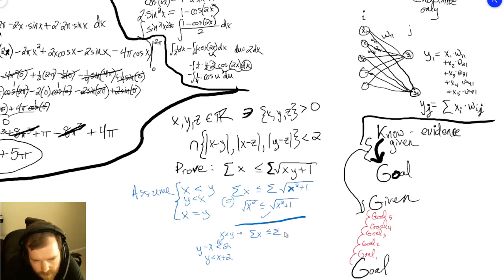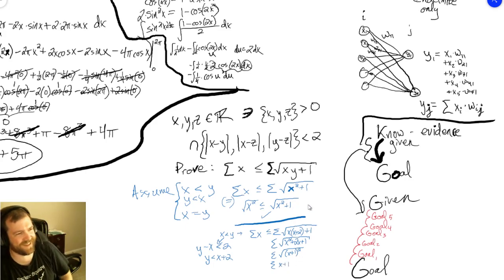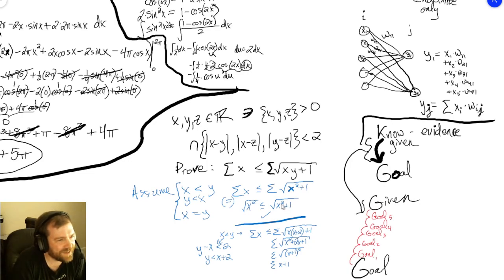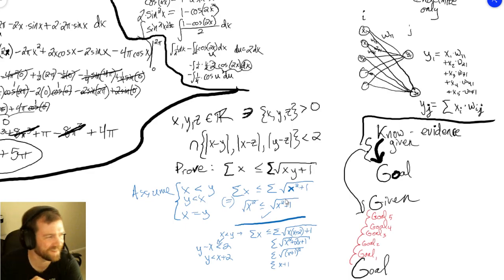Which is the sum of the square root of x plus 2 plus 1. Now this is the sum of, here we go, x squared plus 2x plus 1, which is the square root of (x plus 1) squared, which is the sum of x plus 1. Alright, cool. Good times. Yeah, I'm getting there.